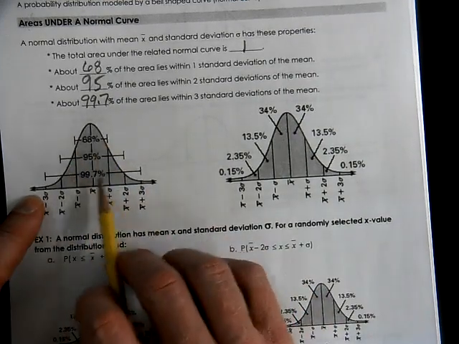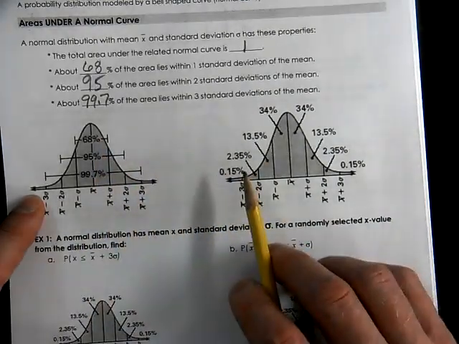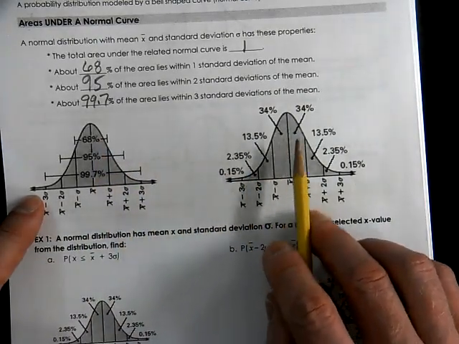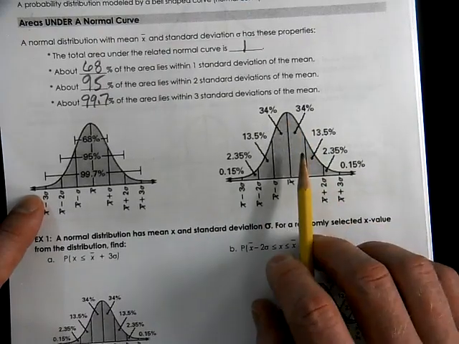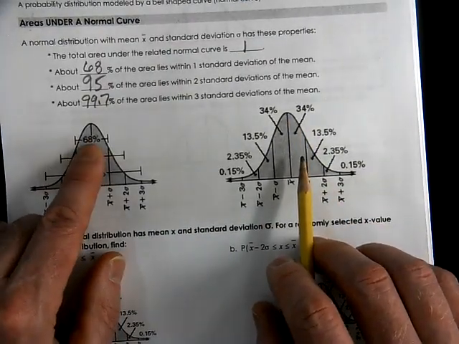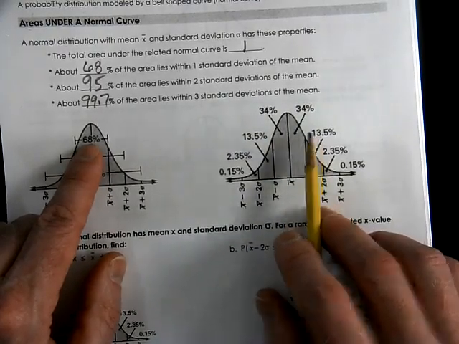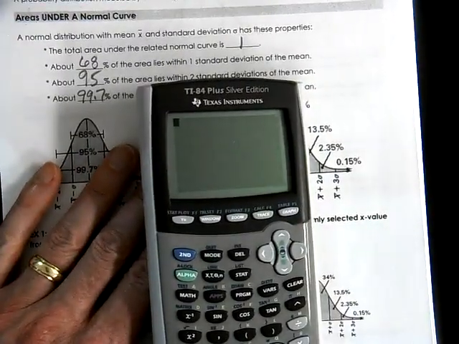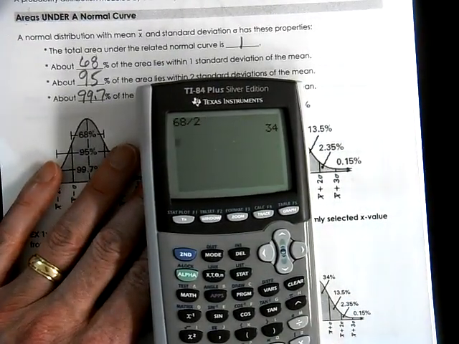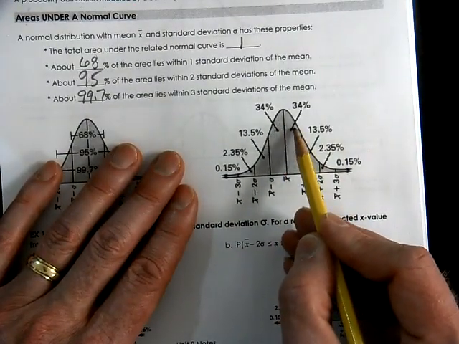Now, if you know those numbers, that's really all you need to know. If you know those numbers, we can break each one of these columns into a percentage. If the middle was 68 within 1 standard deviation, then the 68 divided into 2 equal parts is going to be 34 for each part.